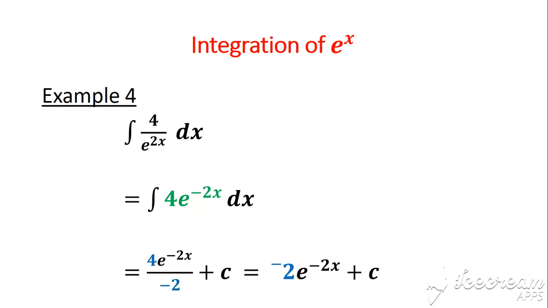Right, if we tidy this up, we're going to get 4 divided by negative 2, which is negative 2. So we end up with negative 2 times e to the negative 2x plus our constant c. And finally, if we take that e to the minus 2x and put it back to the bottom of the fraction, you will see that we get our final answer, which is negative 2 divided by e to the power of 2x plus c.